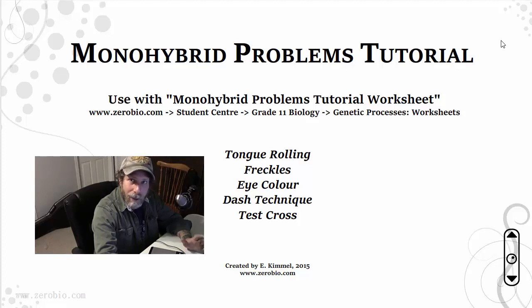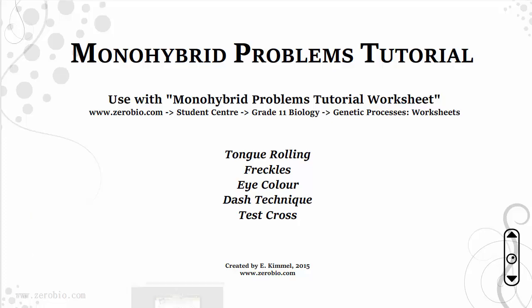In order to get the best out of this video, I suggest that you get the monohybrid problems tutorial worksheet that I'm going to show you about here. It's available on my website, www.zerobio.com. You go to the Student Center and then you go to the grade 11 course pages and then scroll down to the genetic processes worksheets strand, and you can find the printout. So I'm going to show you that right now.